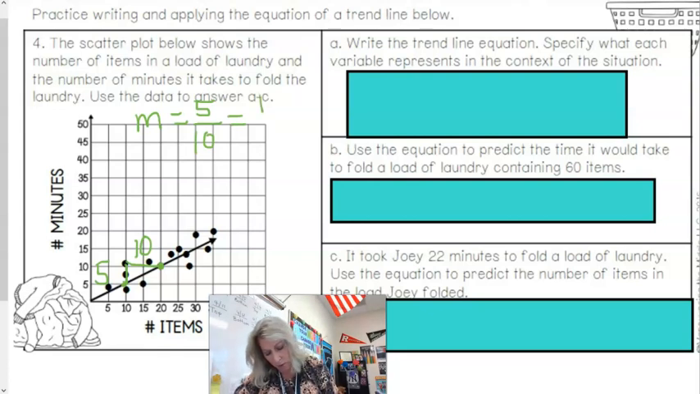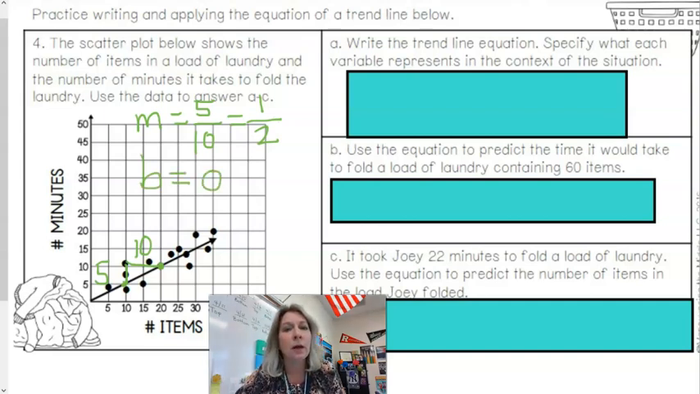All right, and that reduces to 1/2. So it looks like the slope is going to be 1/2, and the y-intercept is 0, because this trend line is starting at the origin, where x and y are both equal to 0. So what type of equation can we have where m is 1/2 and b equals 0?